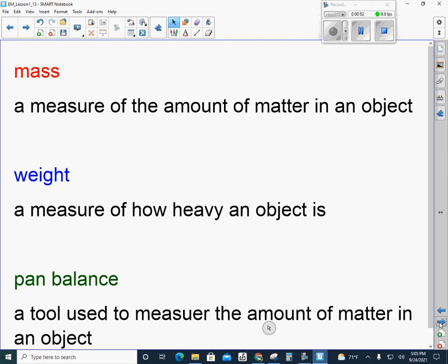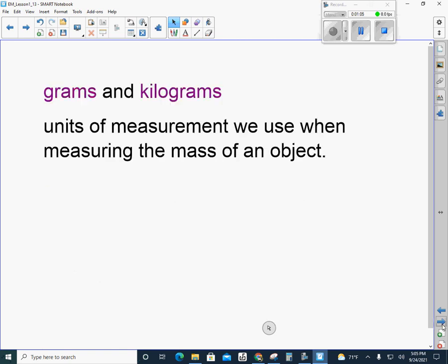A pan balance is a tool used to measure the amount of matter in an object. I spelled the word measure wrong down here. I'll have to fix that. All right, so a pan balance is the tool that we're going to use to measure the mass.